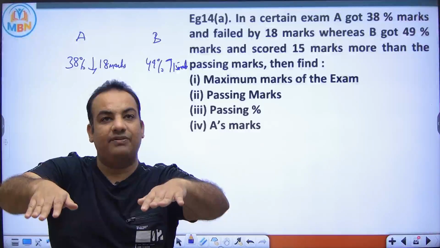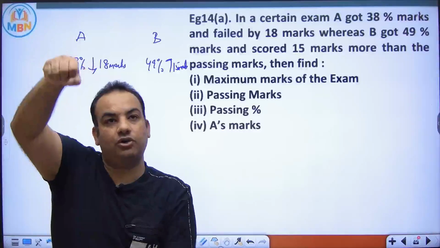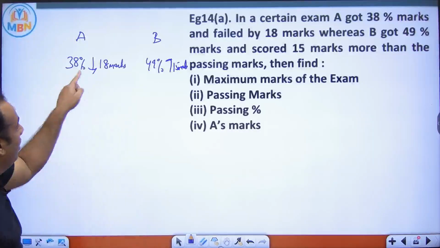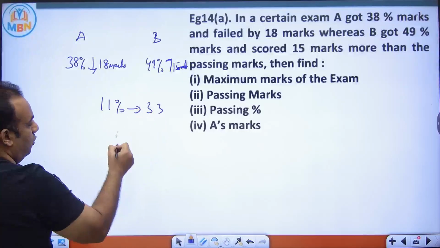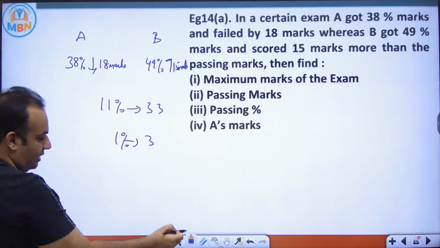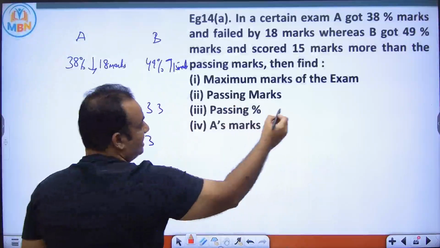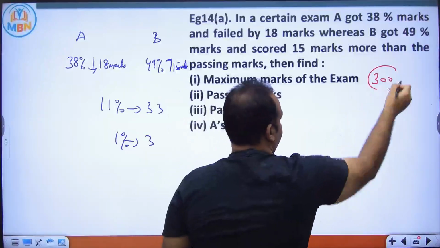So what is the gap between them? One got 18 less, other got 15 more. So the gap is 33. Why 33? Because of 11%. So 11% is equal to 33. So 1% is equal to 3. So 100% is 300. So maximum marks is 300.